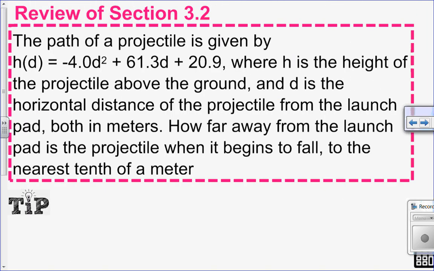Okay, let's look at this one here. In this question we have a projectile, and it's given by this equation. H is the height of the projectile above the ground. D again is the horizontal distance from the launch pad, both again measured in meters. I want to know how far away from the launch pad the projectile is when it begins to fall, to the nearest tenth of a meter.